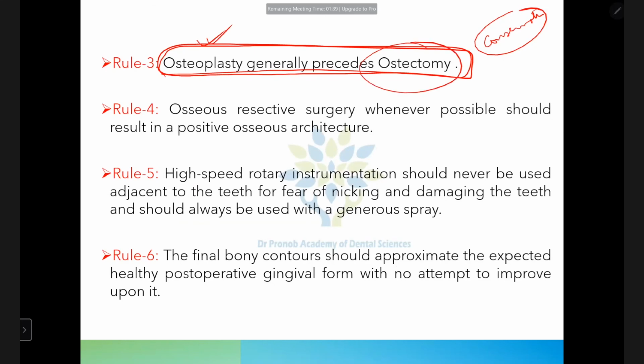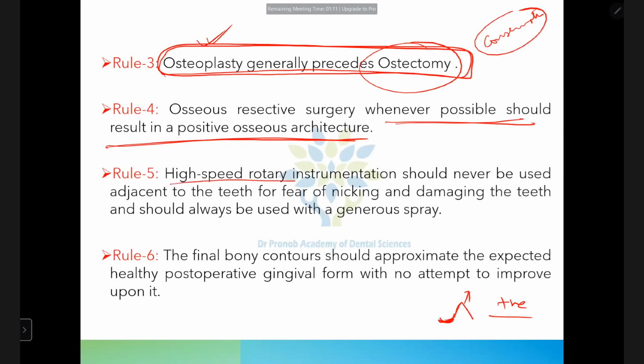Okay. Next, osseous resective surgery, whenever possible, should result in a positive osseous architecture. So always we need to go with the positive osseous architecture. What is positive osseous architecture? The interproximal bone is at a more coronal level when compared to the facial or labial bone. Never go with the reverse or negative architecture, right? We always need the positive architecture. So whenever possible, we should strive for the positive osseous architecture.